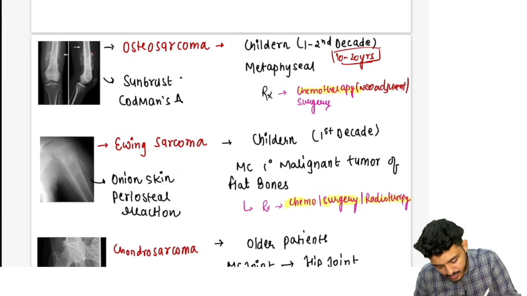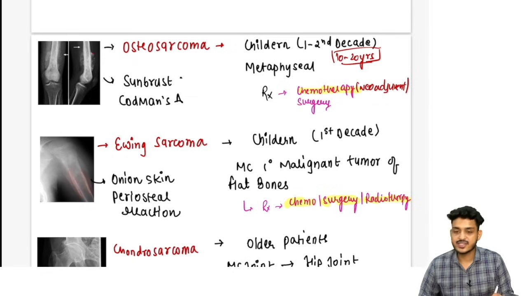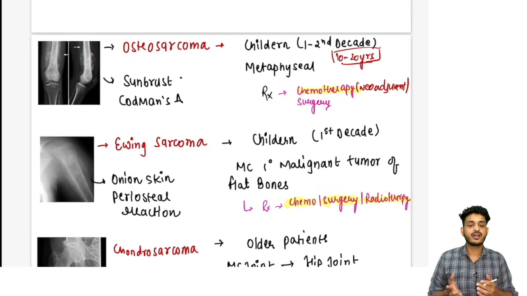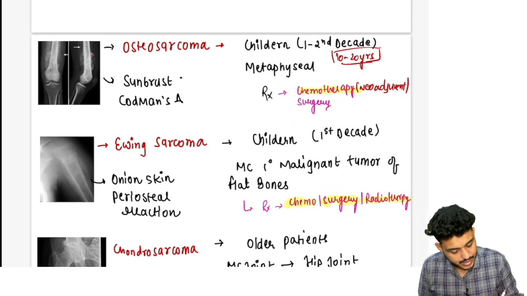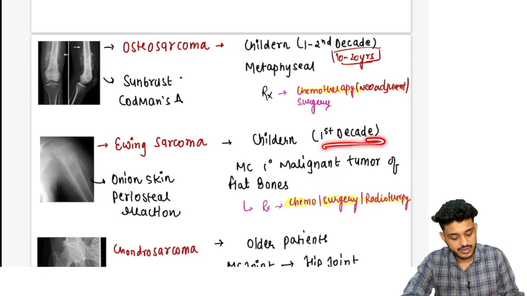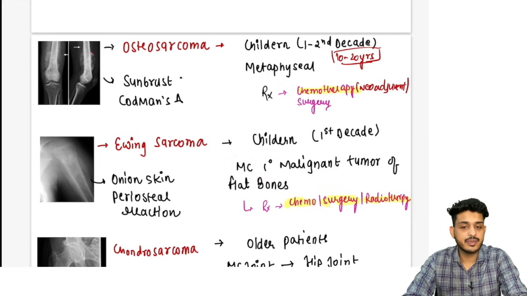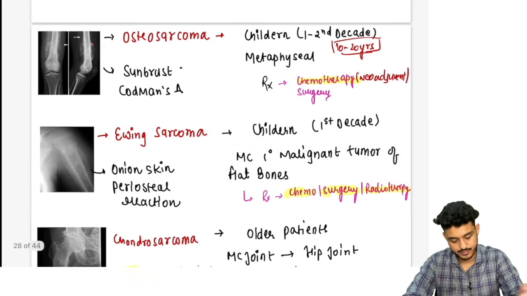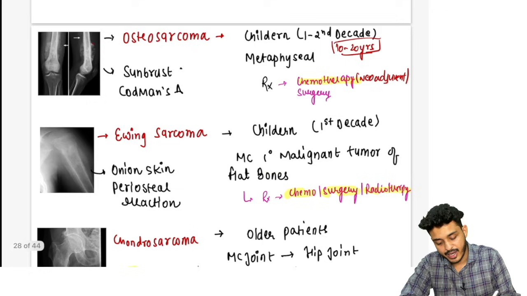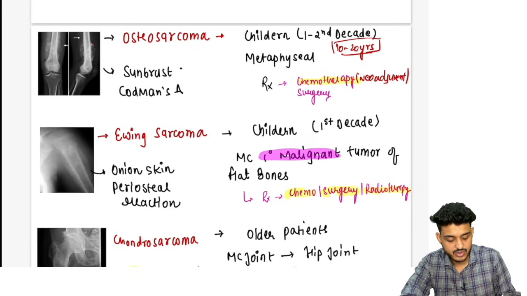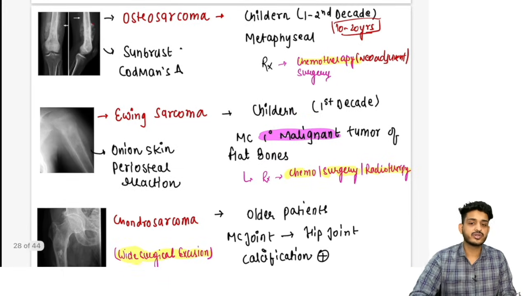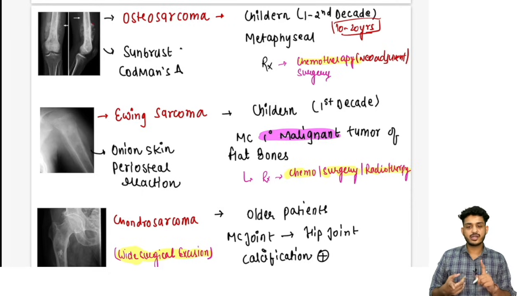What is periosteum? This outer layer of the bone is considered as periosteum. Pericarditis, pericardium, right? Like that we have got periosteum. This is going to be seen in the children in the first decade. It is the most common primary malignant tumor of flat bones. Treatment is going to be the same. You can give chemotherapy, surgery, or radiotherapy here, right?